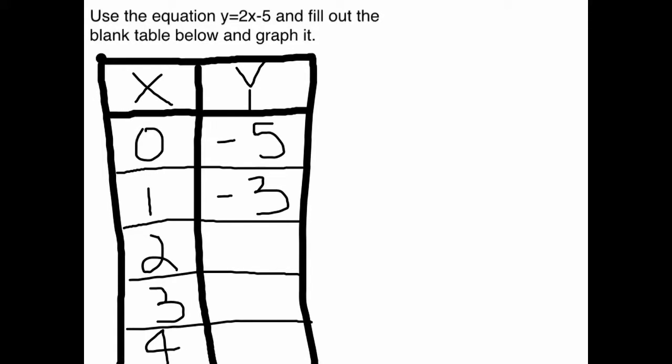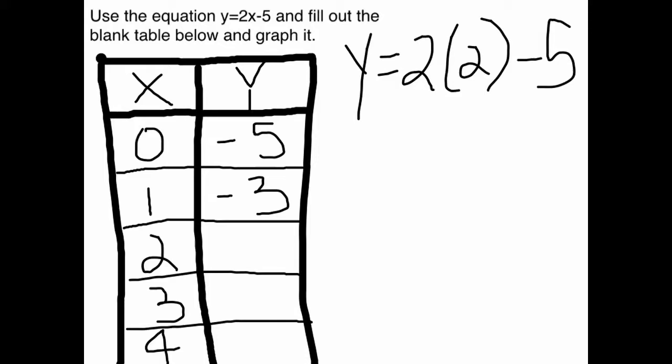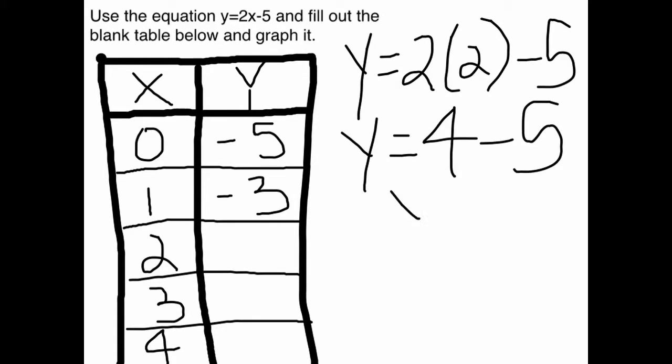Now we're going to continue to do this. My next value is 2, so I'm going to plug in 2 for x. 2 times 2 is 4, and then 4 minus 5, so y equals negative 1. Now, from this point, you should start to see a pattern, so I'm not going to fill out the rest of the table. You can do that on your own, but you can see our y values are increasing by 2 every time. So if I were to plug in 3, I would get a positive 1. If I were to plug in 4, I would get a positive 3. So again, always start small with your x values and work your way up.